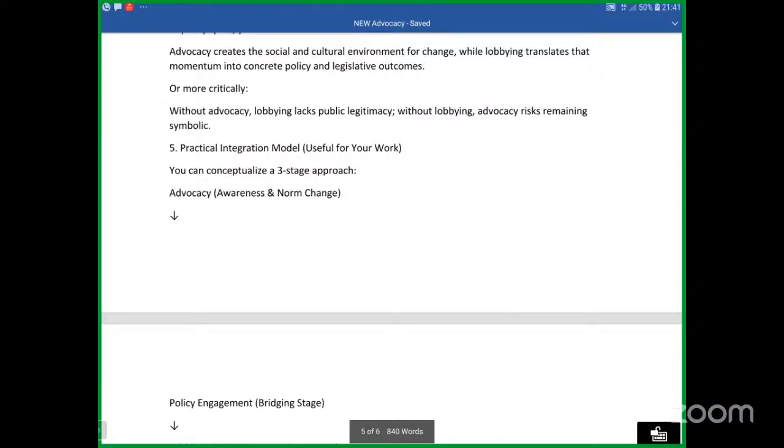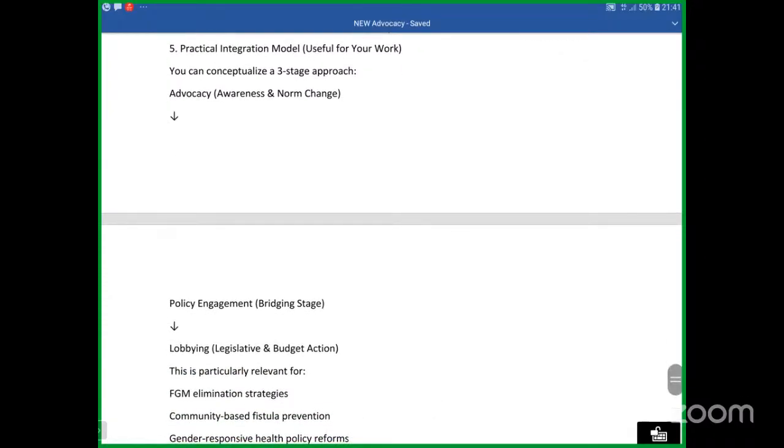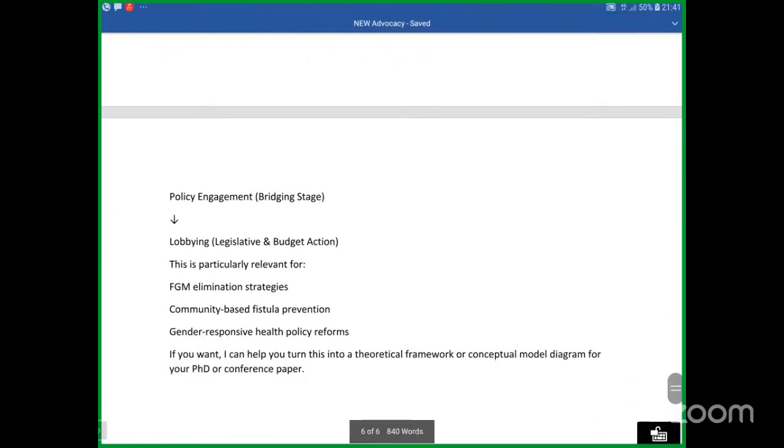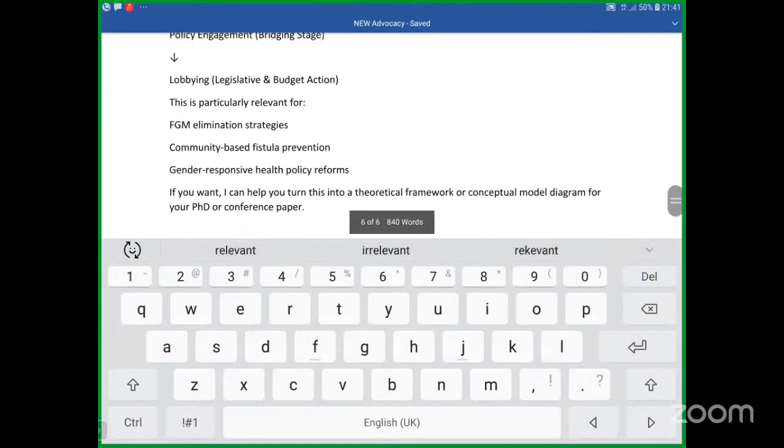Okay, it is this. I just want to add this to cap it up. Advocacy creates the social and cultural environment for change, while lobbying translates that momentum into concrete policy and legislative outcomes. Or more critically, you can say without advocacy, lobbying lacks public legitimacy. Without lobbying, advocacy risks remaining symbolic. So when you talk about advocacy, we talk about awareness and norm change, policy engagement as a bridging stage, and lobbying, you are referring to legislative and budget actions. This is particularly relevant in this area.